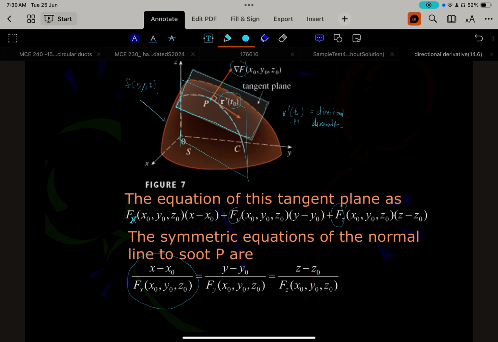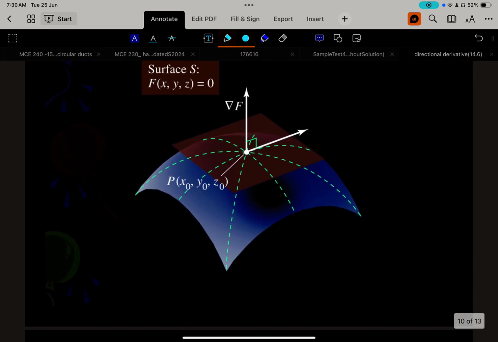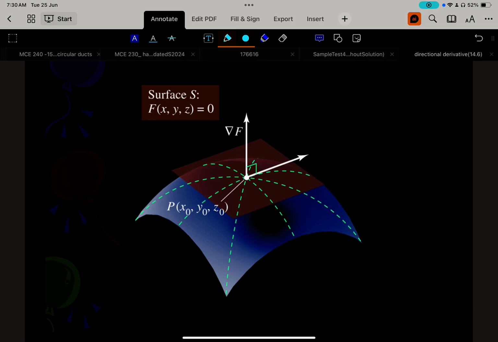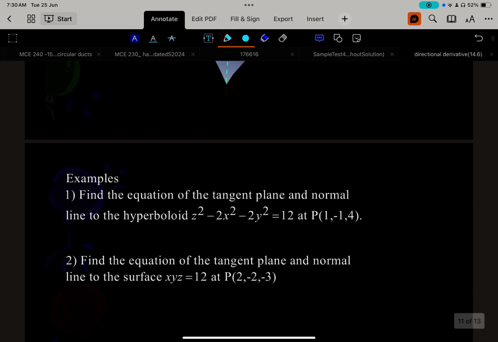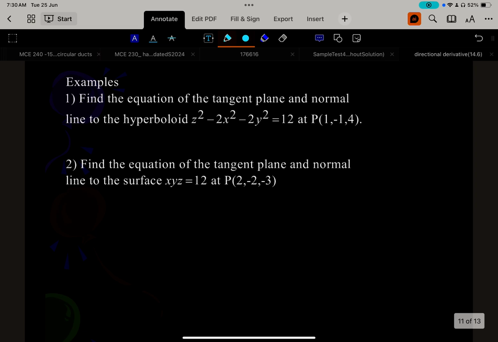Okay, yes, this is a different illustration. Surface S. Okay, let's go this way. See, the gradient is always perpendicular to the surface, specifically the tangent surface at the point. And this vector is the derivative at x naught, y naught. So find the equation of the tangent plane and normal line to the hyperboloid. Okay.